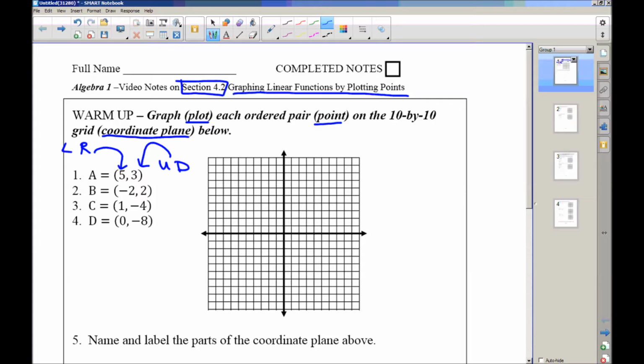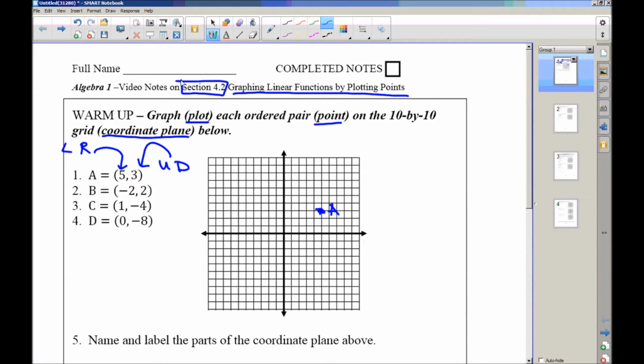So we're going to do 5, 3. So we start at the origin, the middle of this. We would count 5 to the right and 3 up, and this would tell us where to put the point A. Okay. Now, of course, we don't draw in the 5 to the right and the 3 up. We just stick it on the 5 to the right and 3 up spot.